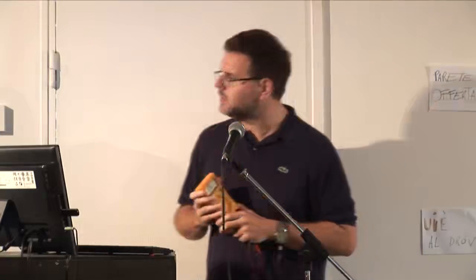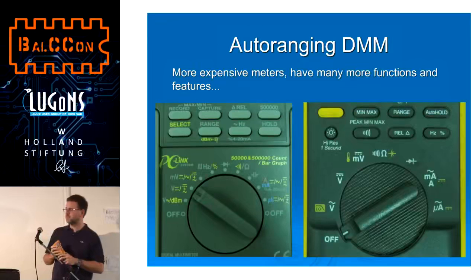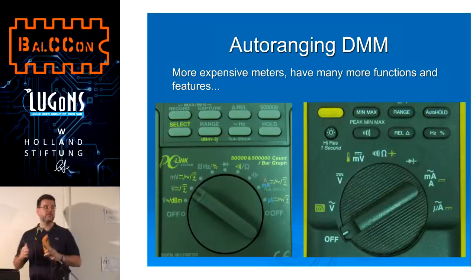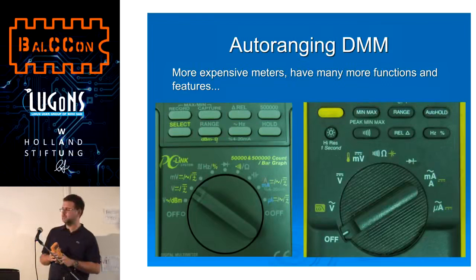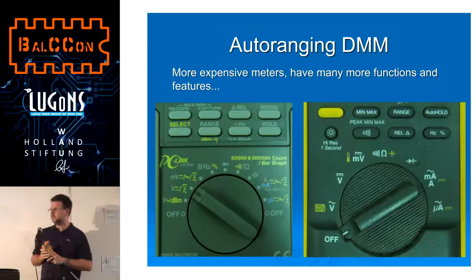And these are some examples of auto-ranging multimeters. They have a bunch of other functions you don't have to know about right now. You just change the function and all the ranging is done automatically. But if you know how to use manual ranging, this will be a breeze to learn.